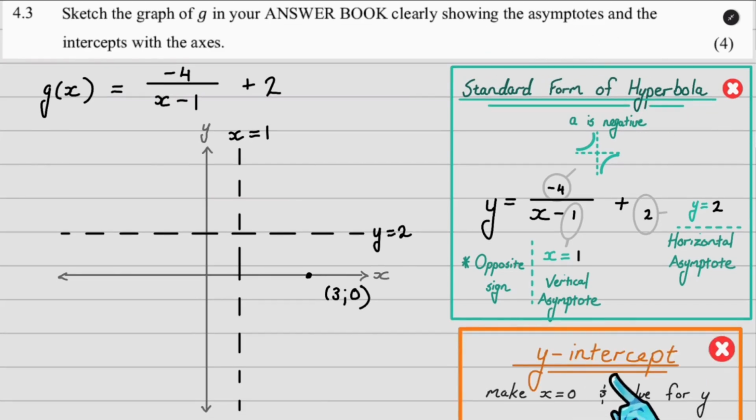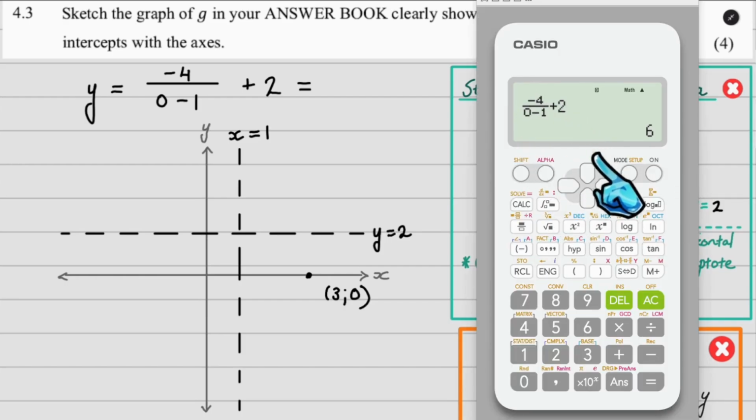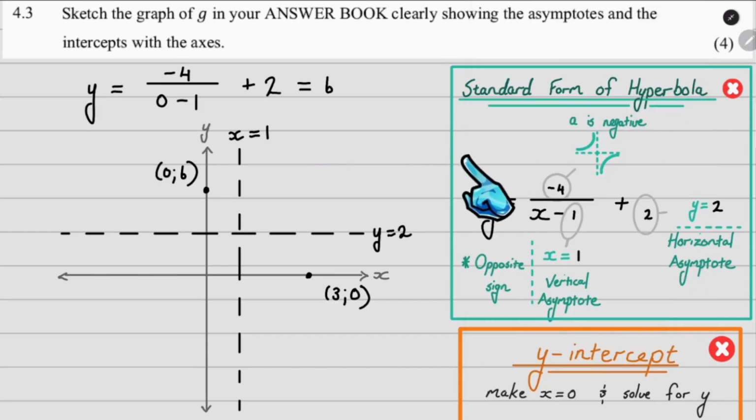To get the y-intercept, you make x equals 0 and solve for y. So this x over here, I'm going to make it 0, and I'll change this to a y just to make myself a bit more comfortable. And then this thing is going straight in the calculator, no chance I'm doing mental maths. Okay, if you pop it in your calculator, press equals, it gives you 6. And then I just need to clearly label that on the graph. You can see it's going to sit above this y equals 2 because it's y equals 6.